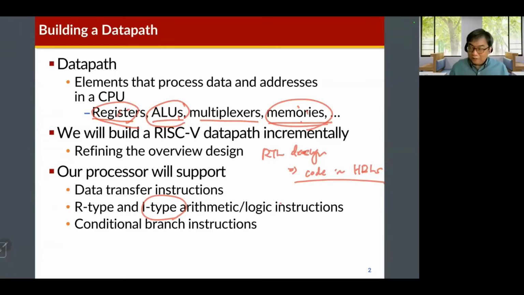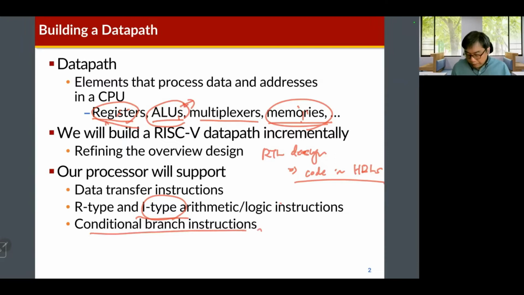So in the design lab, you will be requested to design data path elements that can support more RISC-V instructions. In this semester, our processor needs to support the I-type, immediate type arithmetic and logic instructions, okay? The registers, instruction, and data memories are the same, but we need to modify the ALU design in order to support more instructions.